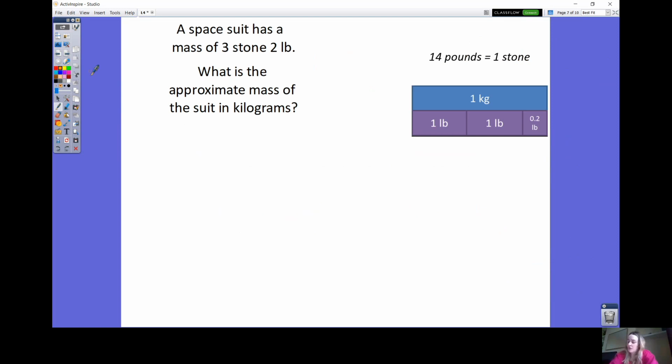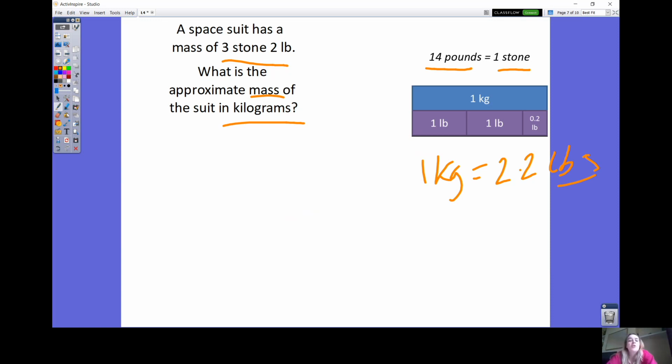So let's apply that to one example here about a spacesuit. It says here a spacesuit has a mass of 3 stone, 2 pounds. It's asking here, what's the approximate mass of a suit in kilograms? And we're provided with the conversions over here that 14 pounds is equal to 1 stone and 1 kg is equal to 2.2 pounds, which is written down as lbs here. That's what pound is.